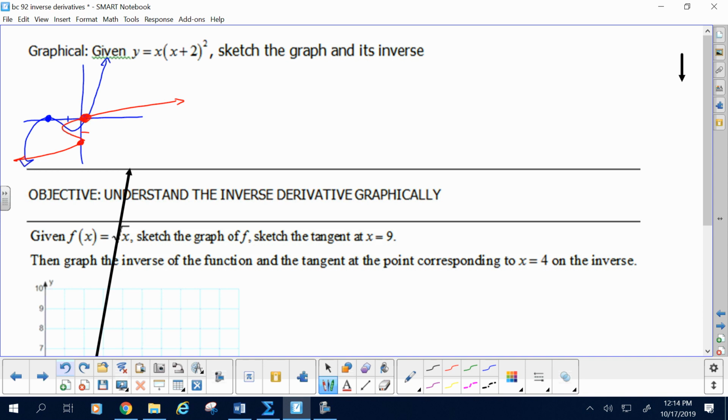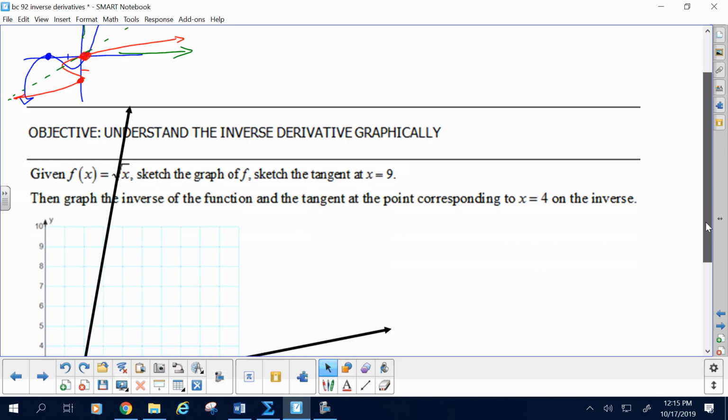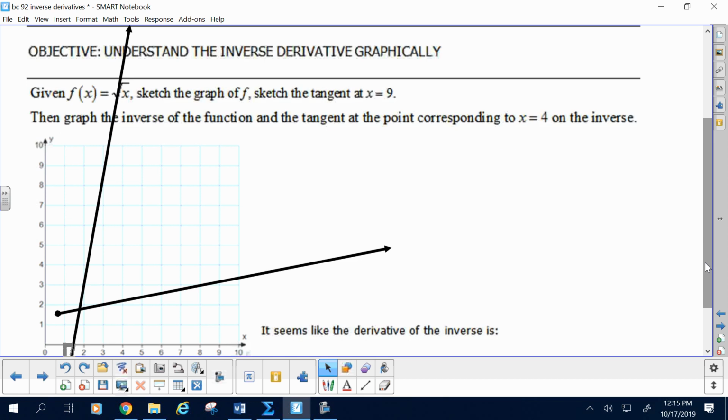What kind of symmetry? Symmetry across y equals x. Tell me why that makes sense. When you switch x and y, if I took this axis and switched it with this axis, wouldn't it be just a reflection across that? Yeah? Okay, so there's symmetry across y equals x. Good deal. Now, the stage has been set for calculus. Here we go. Understand the inverse derivative graphically.